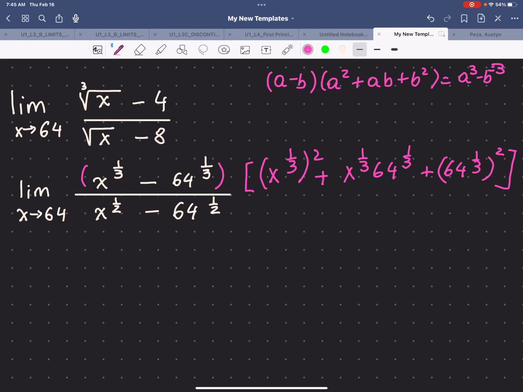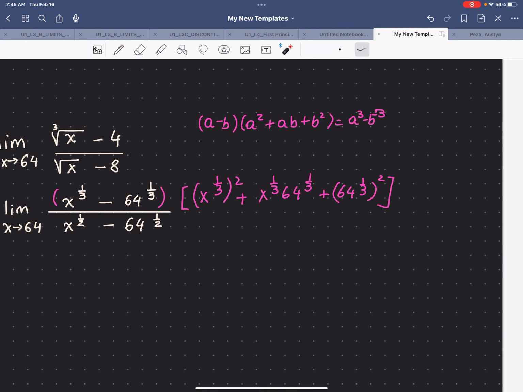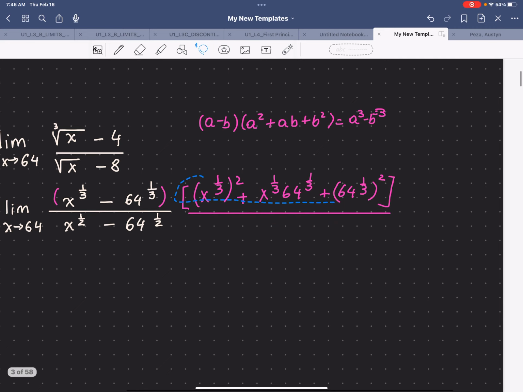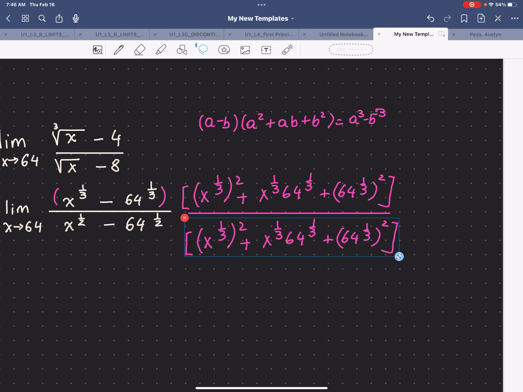Close the square brackets. And since we're multiplying the numerator by this factor, then we're changing the value of the expression, which we're not allowed to. So we are going to multiply by the exact same thing in the denominator as well, to maintain the value of the expression. Let me just copy this. It's faster this way. So both numerator and denominator will be multiplied by the same expression, which means it's a multiplication by 1, which doesn't change the value of the expression.